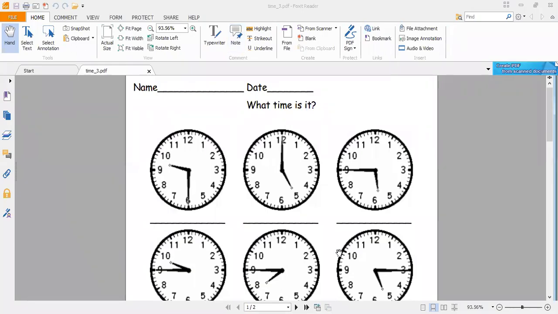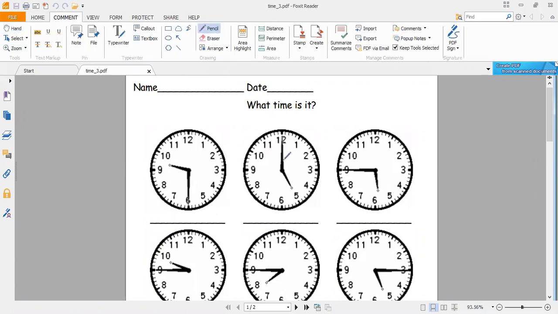Our lesson today will be the time to 15 minutes. We learned how to read the clock, and we said that we have two hands in the clock. The short one is the hour hand, and the long one is the minute hand. And we said that if we want to write the clock, we were gonna look at the hour hand first.